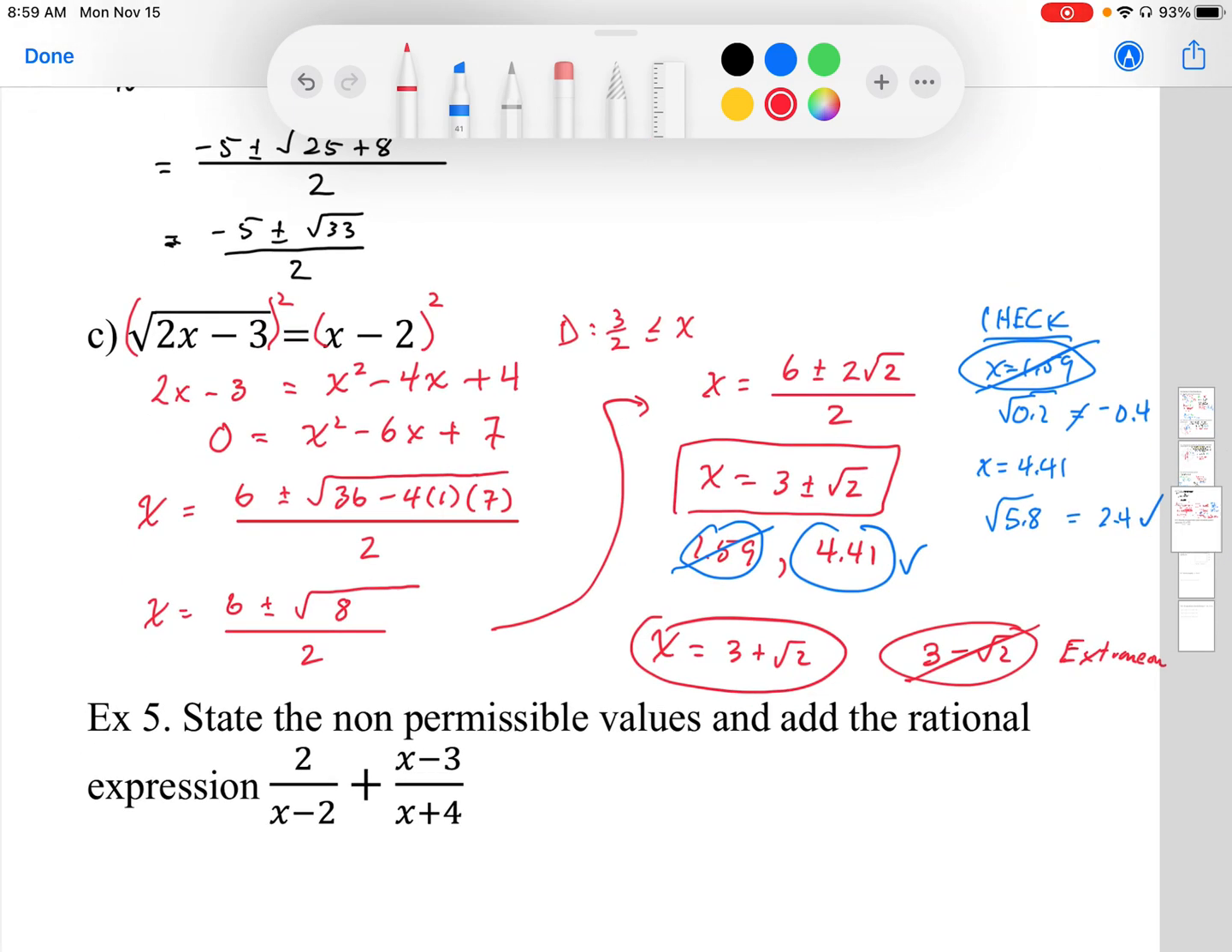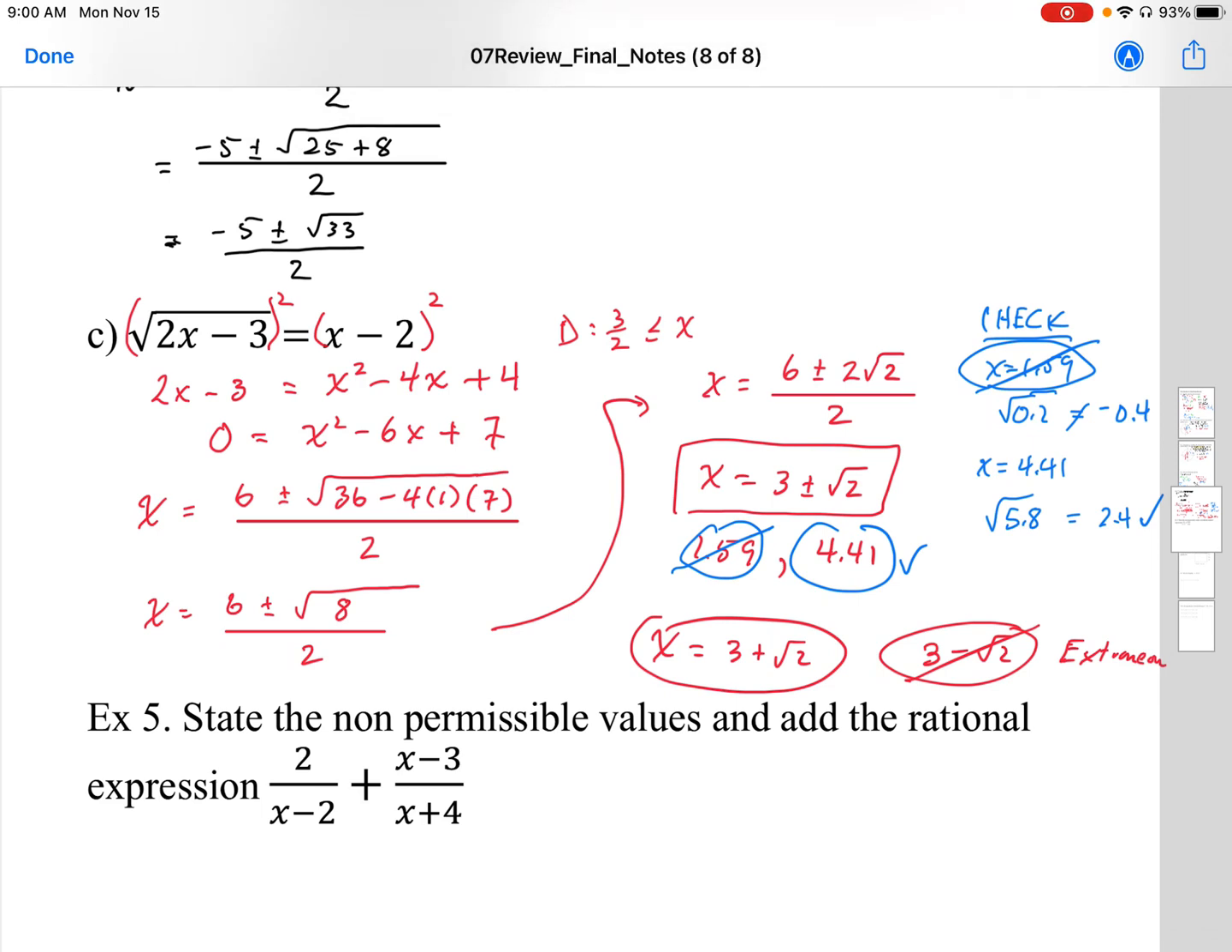So we do have to check these. These are a little bit hard because these roots are not exact, number one, and also the decimal values are a little bit harder to check, but we can still estimate and see that the first one doesn't work, it's extraneous. The second one does work, it's not extraneous.